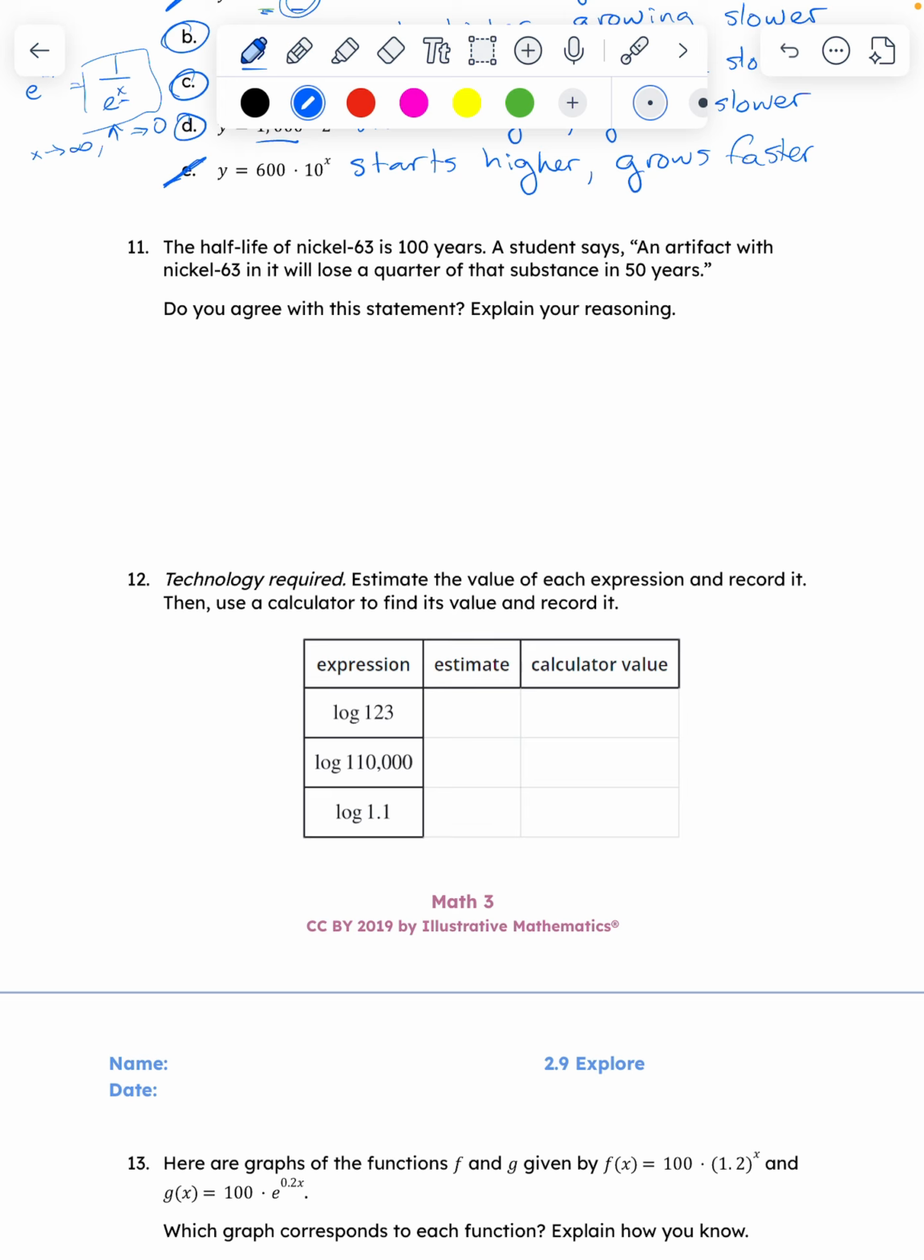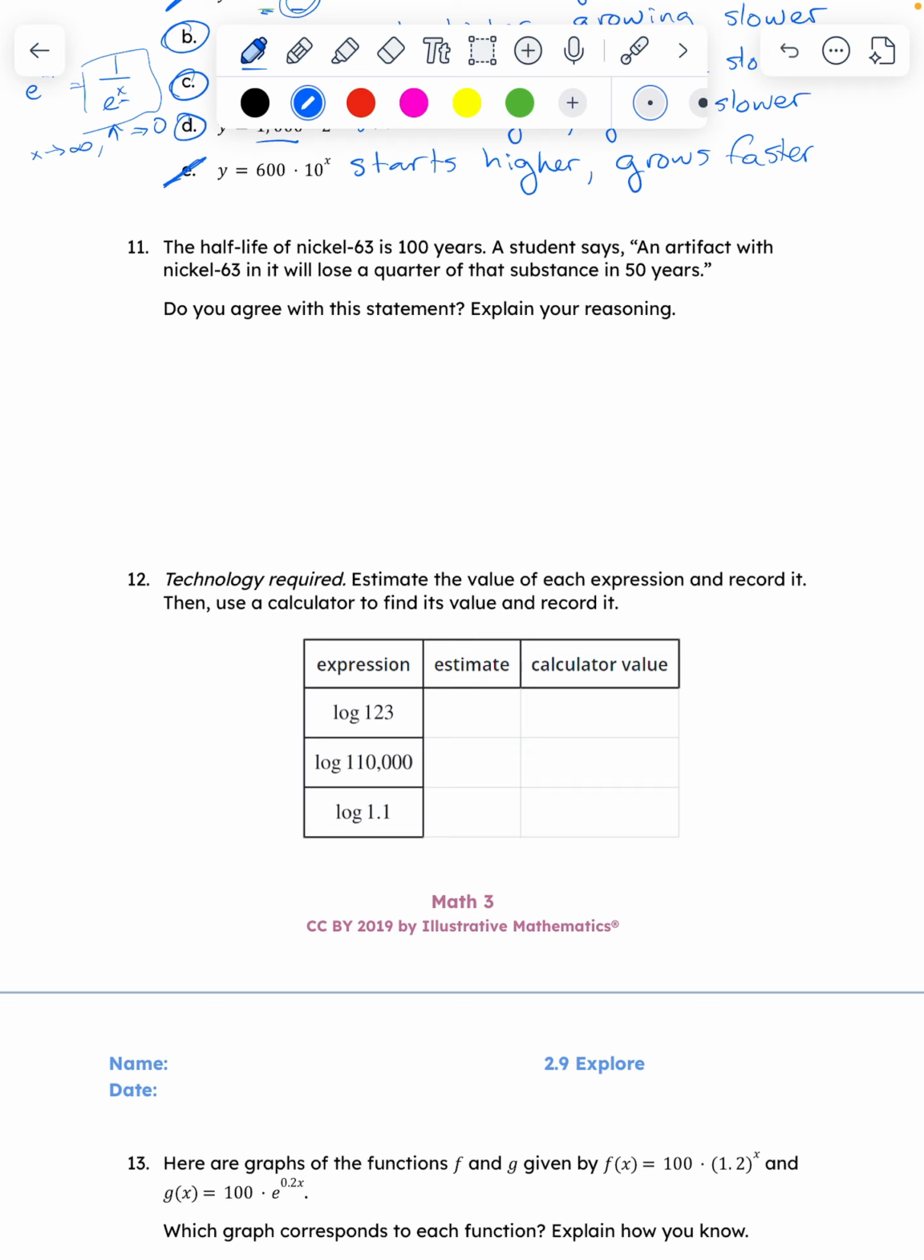I have my suspicions, right? Because 50 is half of 100, so they're sort of doing a half of a half. And I know that these curves don't work like that. They're not linear in that way. This is going to be exponential. So I'm thinking it's no, right? That's my judgment. But how could I prove it?